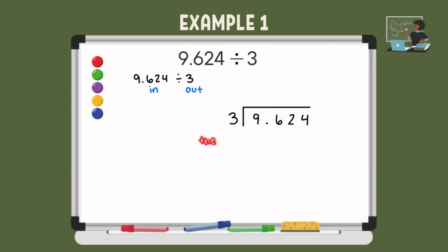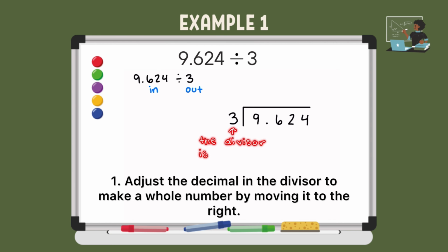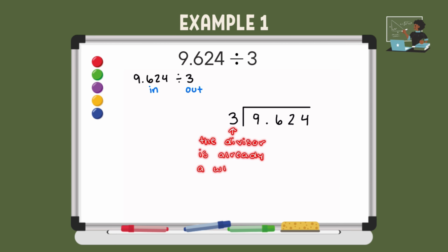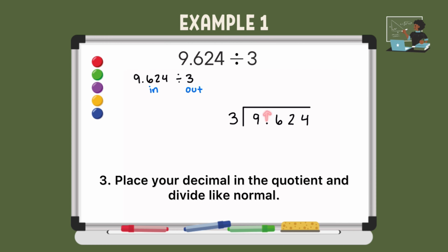Remember, the number on the outside is our divisor, and step 1 says adjust the decimal of the divisor in order to make it a whole number. But guess what? The divisor is already a whole number, so there is no need to move the decimal. Since we did not move the decimal in the divisor, do not move the decimal in the dividend. Just be sure to put the decimal in the quotient. Now we are going to divide like normal.